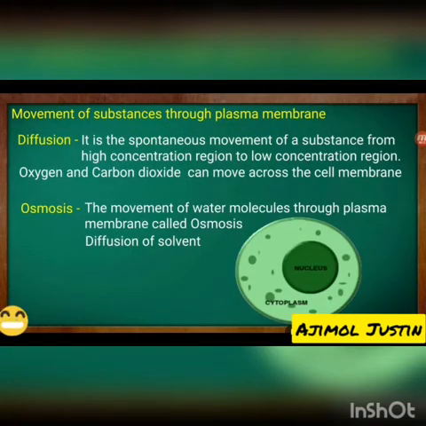The movement of substances through the plasma membrane. As I said earlier, certain substances can move from the cell to the outward portion. Now there are two types of movement. One is called diffusion and the other is osmosis. What do you mean by diffusion? It is a spontaneous movement of substance from a high concentration region to a low concentration region. What do you mean by high concentration to low concentration?